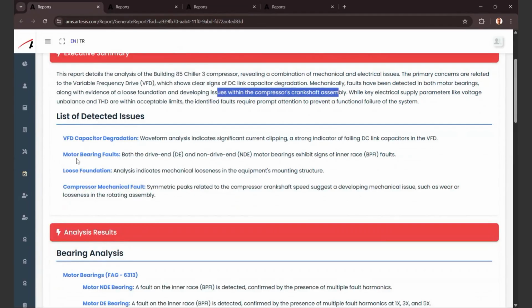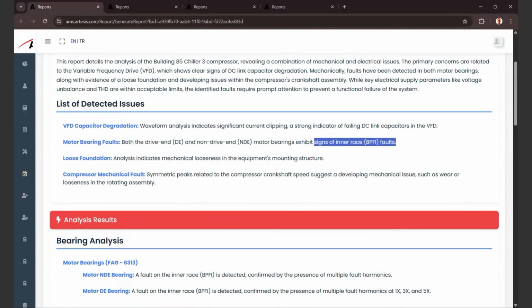VFD capacitor, because it came from the waveform analysis. Motor bearing faults, and of course, this is actually a pretty straightforward and easy one, but if you have the motor bearing information or the driven equipment bearing information, you have a database of 80,000 bearings inside the software. So basically, you can scan all the fault frequencies for you, and it tells you you have an inner race problem here, foundation looseness, and compressor mechanical fault.